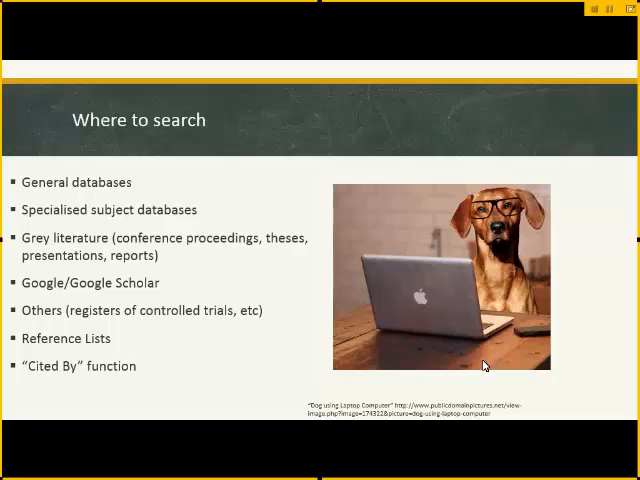You can use the cited by function. So in Google Scholar, for example, if you find a really great article, you can use the cited by feature underneath it. It'll tell you who's cited that article since. So you can look back in the reference list and look forward using that cited by.